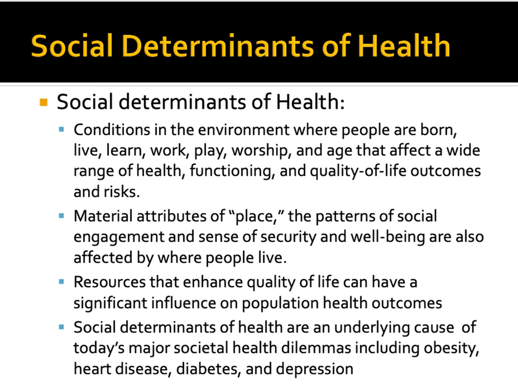So some other things to consider with social determinants of health. The material attributes of a place, the patterns of social engagement, sense of security and well-being are also affected by where people live. Obviously, we know that to be true as well. Resources that enhance quality of life can have significant influence on health outcomes. Boy, is that true. We talk in terms of availability, not only even availability, but safety.